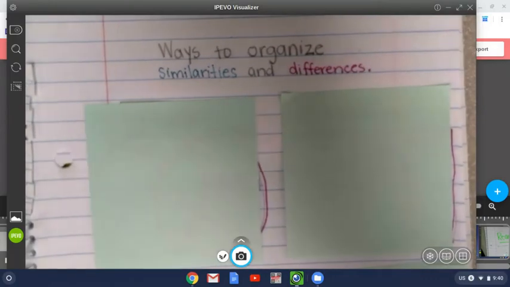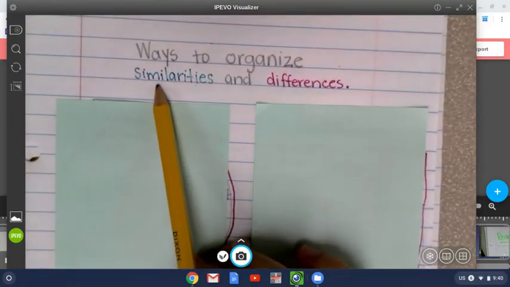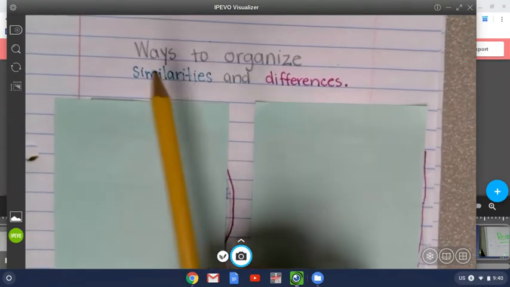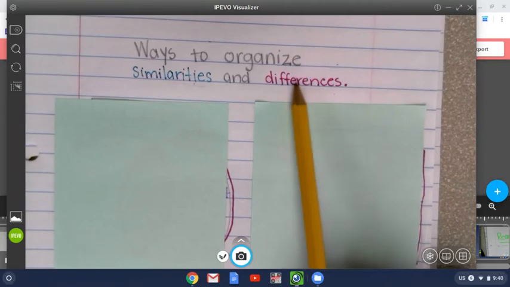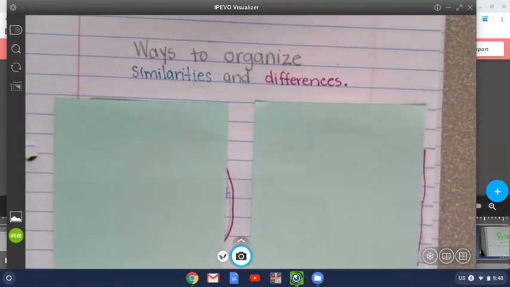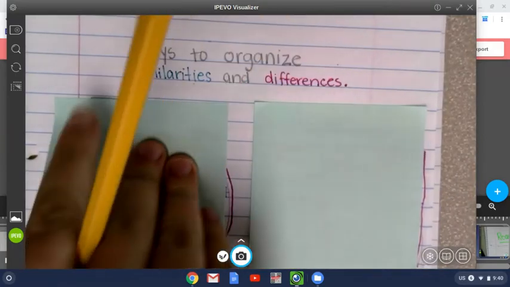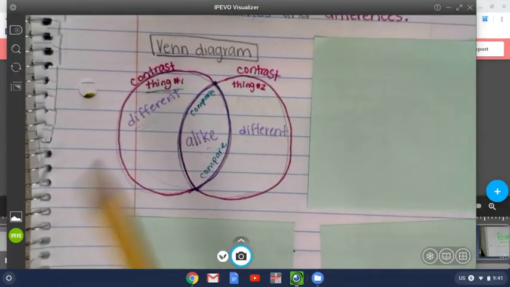Now we're going to talk about different ways you can organize similarities, which are comparing because it's in blue, and differences. Differences means contrast and showing how things are different. So I wrote that in red. And one way we can do that is through a Venn diagram.